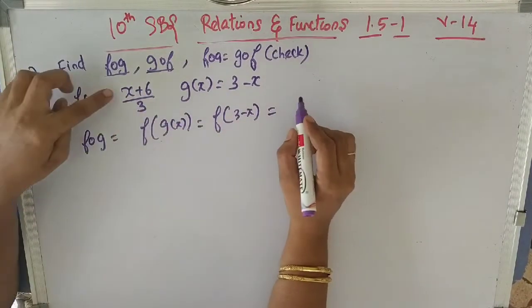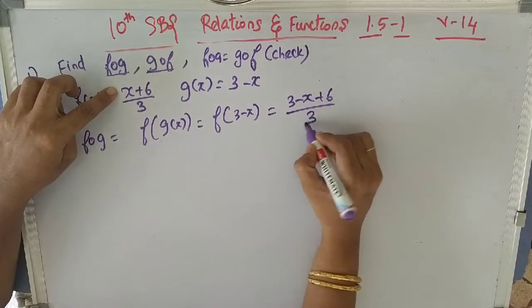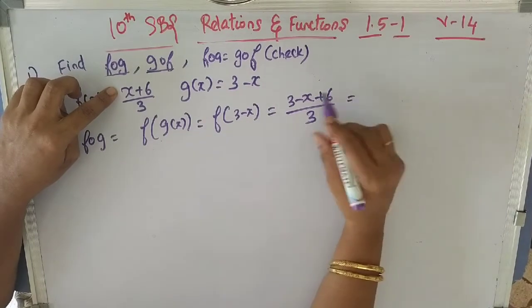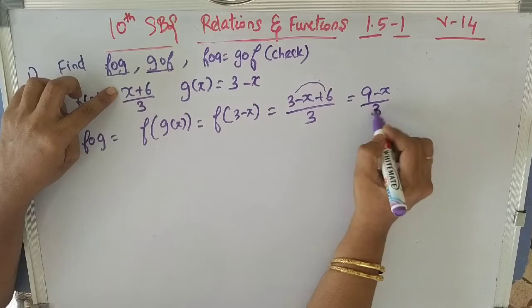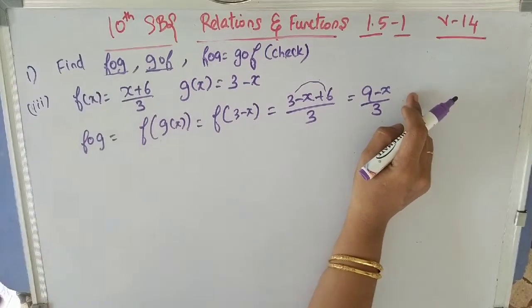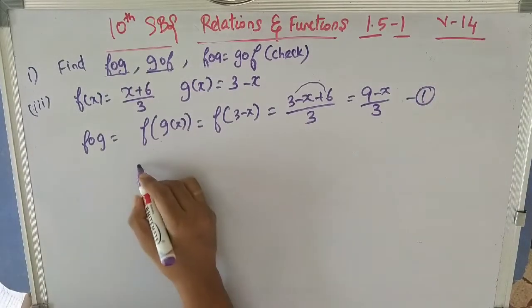So what is f of x? x plus 6 by 3. So in x we have to write 3 minus x plus 6 by 3. Okay? So 3 plus 6 is 9. So 9 minus x by 3. Clear? Understood? Now let's mark it as 1.